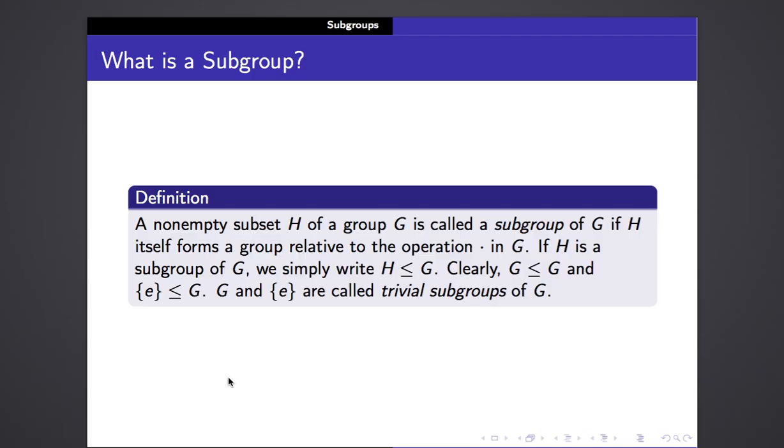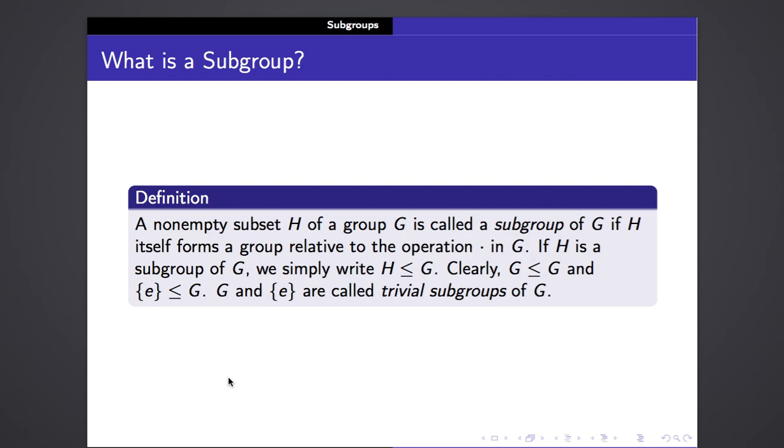So what is a subgroup? A non-empty subset H of a group G is called a subgroup of G if H itself forms a group relative to the operation dot in G. So we say H is a subgroup if, in other words, it becomes a group with the inherited group structure from G.